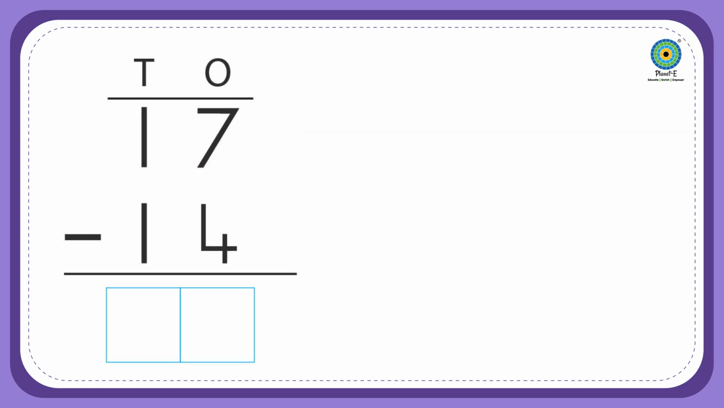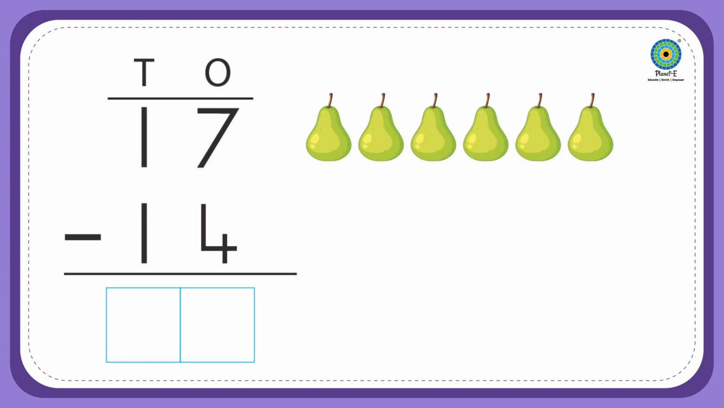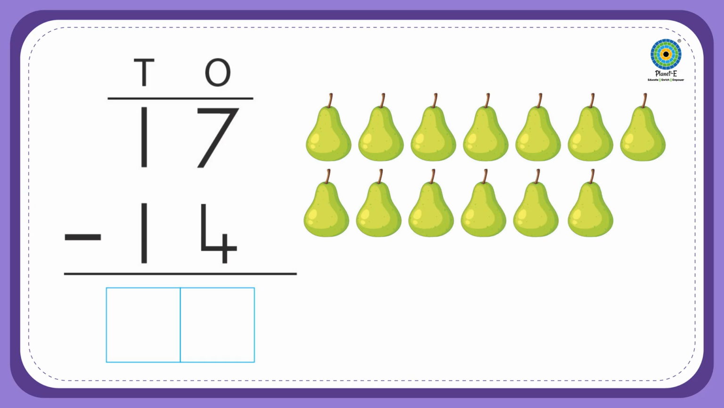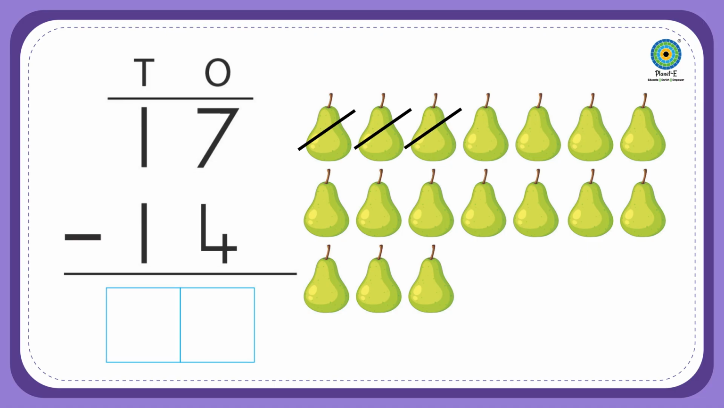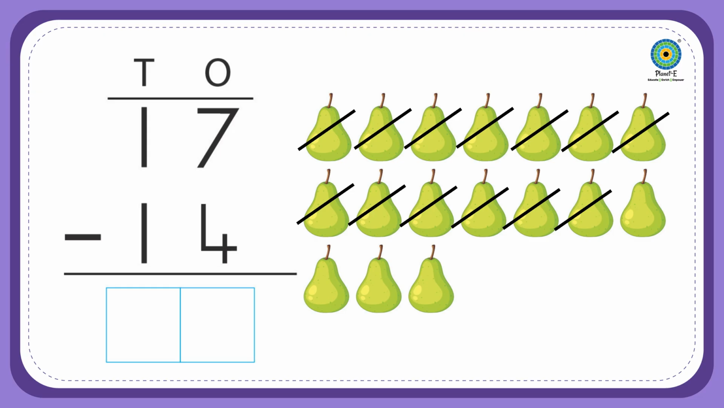The number in first line is 17. So we will draw 17 objects. 1, 2, 3, 4, 5, 6, 7, 8, 9, 10, 11, 12, 13, 14, 15, 16, 17. The number in second line is 14, so we will subtract 14 objects. 1, 2, 3, 4, 5, 6, 7, 8, 9, 10, 11, 12, 13, 14. 17 minus 14 is equal to 3, so total 3 objects left.